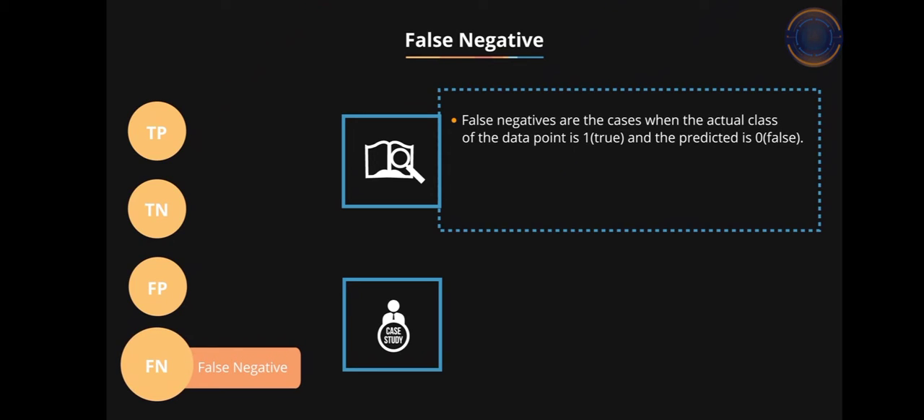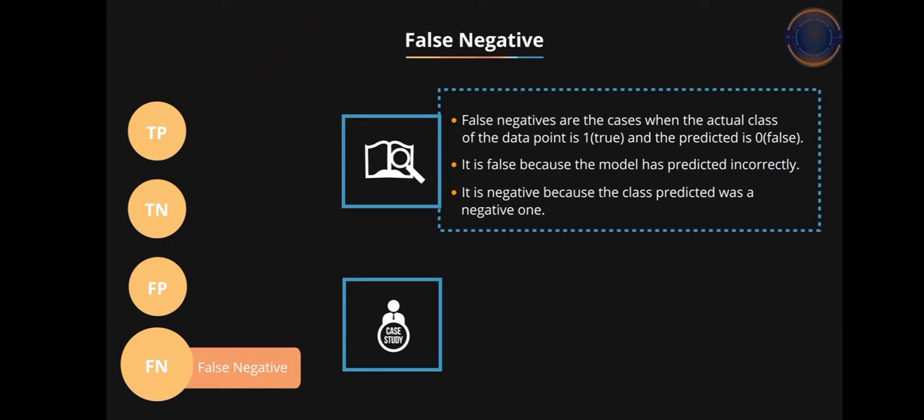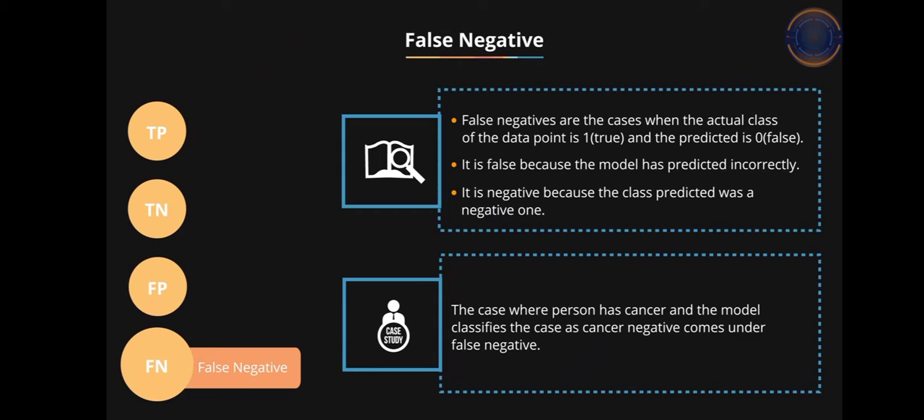False negatives, finally, are cases when the actual class of the data point was 1, true, and the predicted value was 0, false. It is false because the model has predicted incorrectly, and negative because the class predicted was a negative one. For example, a case where a person has cancer and the model classifies it as no cancer, it is a false negative. The ideal scenario is 0 false positives and 0 false negatives. But that's not the case in real life, as no model will be 100% accurate all the time.